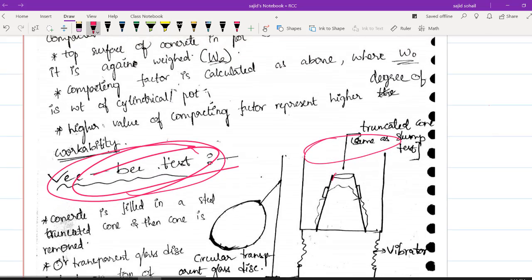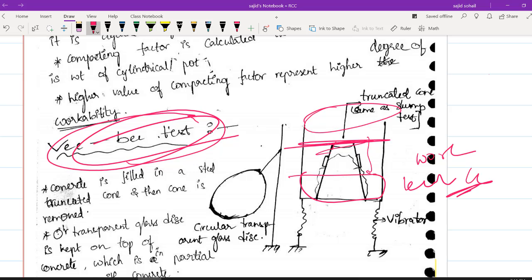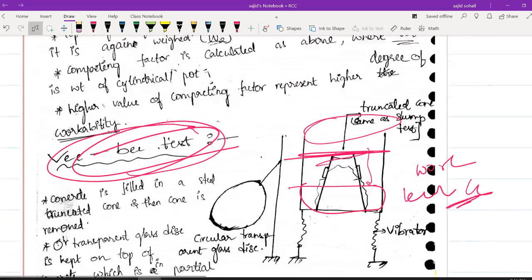If the time is less, that means it is more workable. If you vibrate a little and it takes the shape of this container, then it is more workable. If it is taking more time, even after shaking it takes more time to settle down slowly, then obviously it is less workable. Like that you can understand the concept. I hope it is very simple for you, not at all a problem.